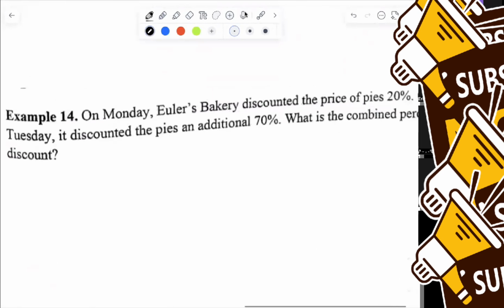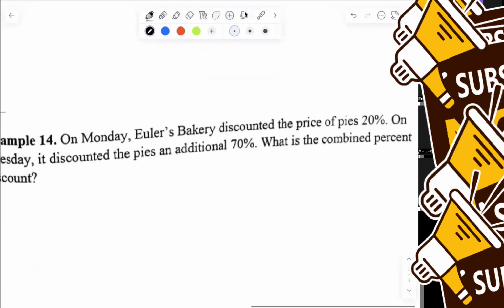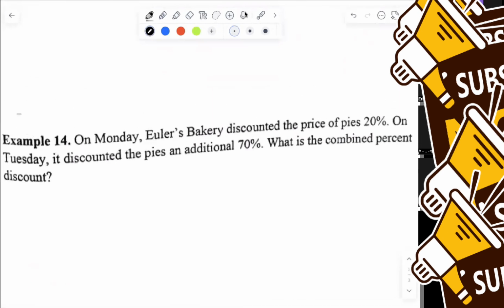On Monday, Orlo's Bakery discounted the price of pies by 20%. On Tuesday, it discounted the price an additional 70%. What is the combined percent discount? I'll let you guys have a try on this question and tell me answers in chat.